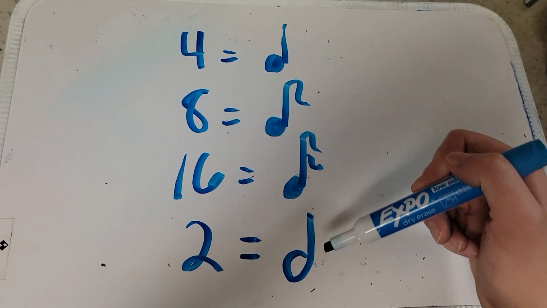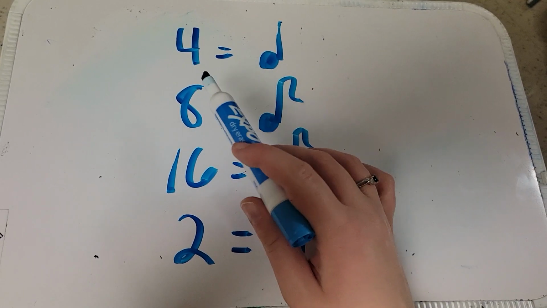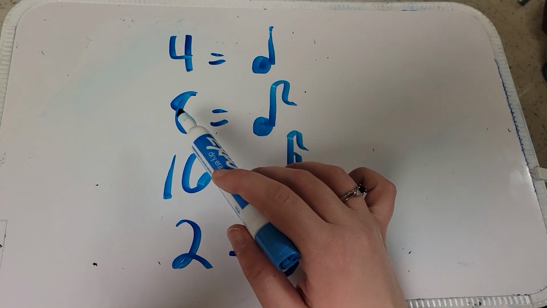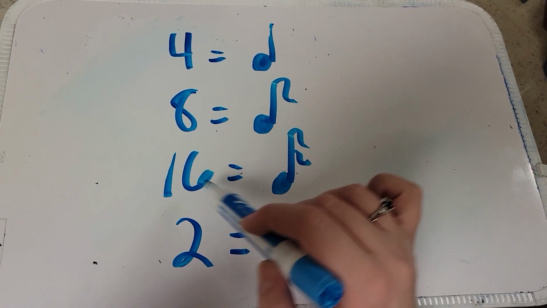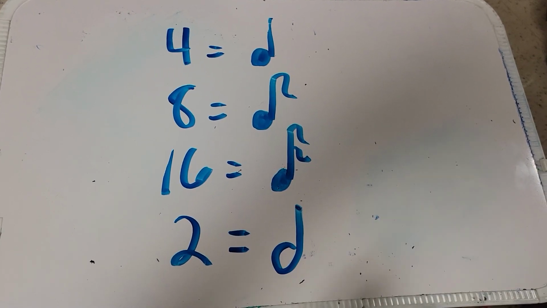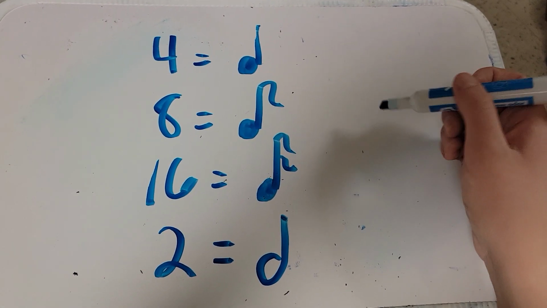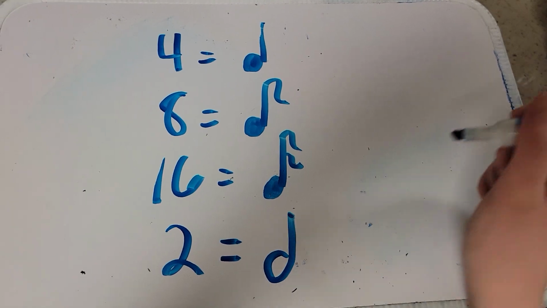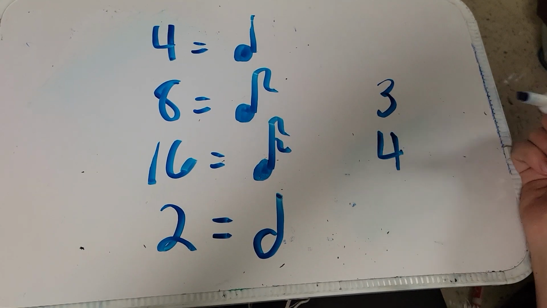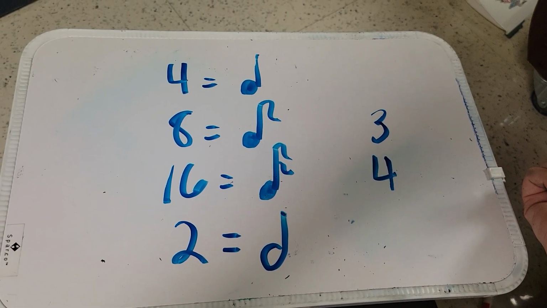So these numbers right here for meter, you just need to know that the 4 on the bottom means the quarter note gets the beat. The 8 on the bottom means the 8th note gets the beat. 16, the 16th note gets the beat. And the 2, the half note gets the beat. And anything on the top is how many beats per measure. So 3/4, 3 beats per measure, quarter note gets the beat.